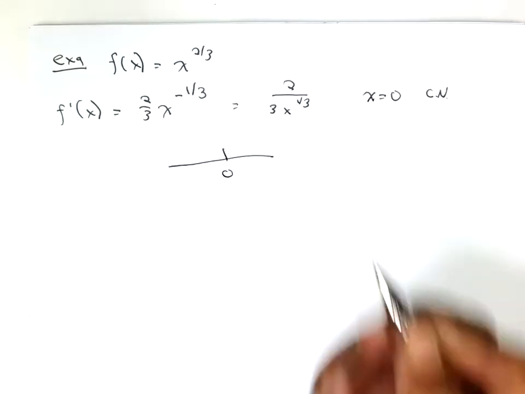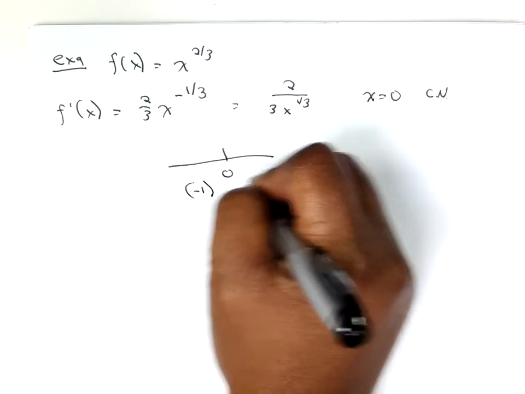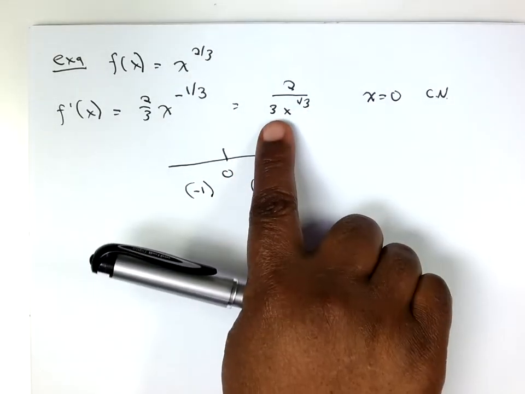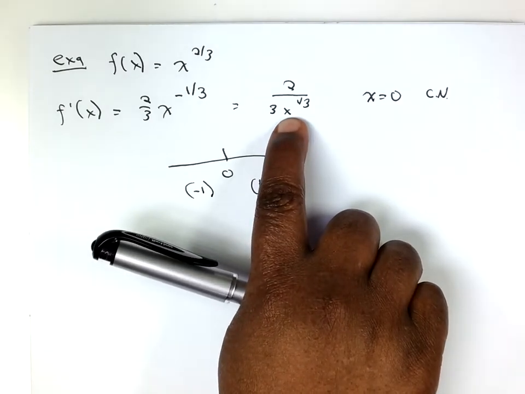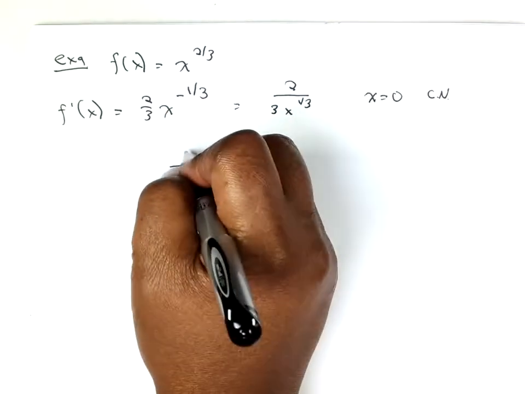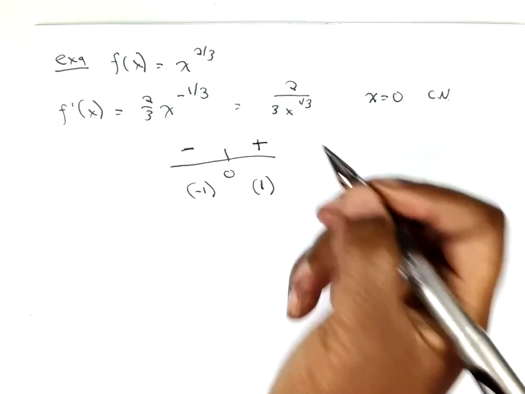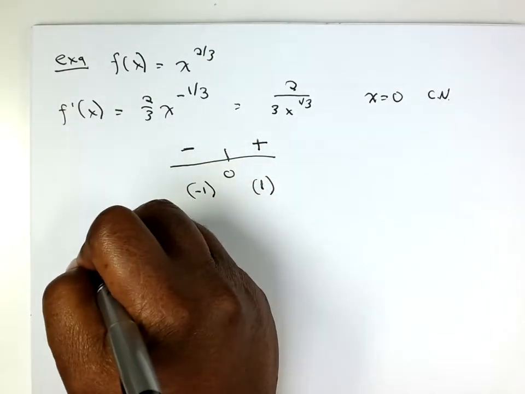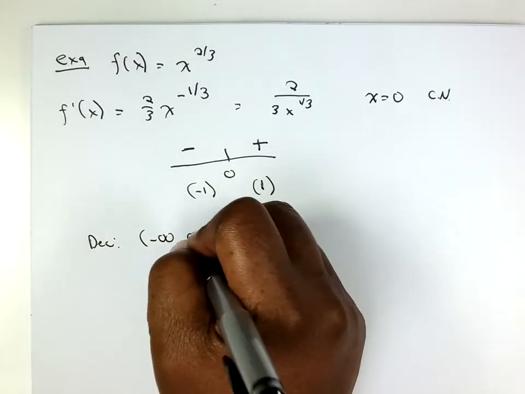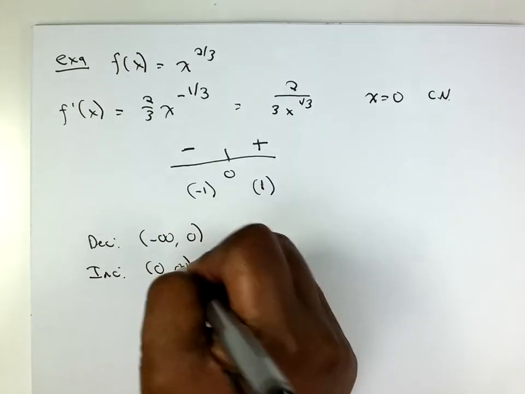So I put 0 on my number line. If I pick something to the left, I'll use -1. And to the right, I'm going to use +1. So the cube root of -1, which is what that x to the 1/3 means, is -1. So that would give me a negative 2/3. When I plug in 1, I get a positive 2/3. So my function is decreasing from -infinity to 0, and it's increasing from 0 to infinity.